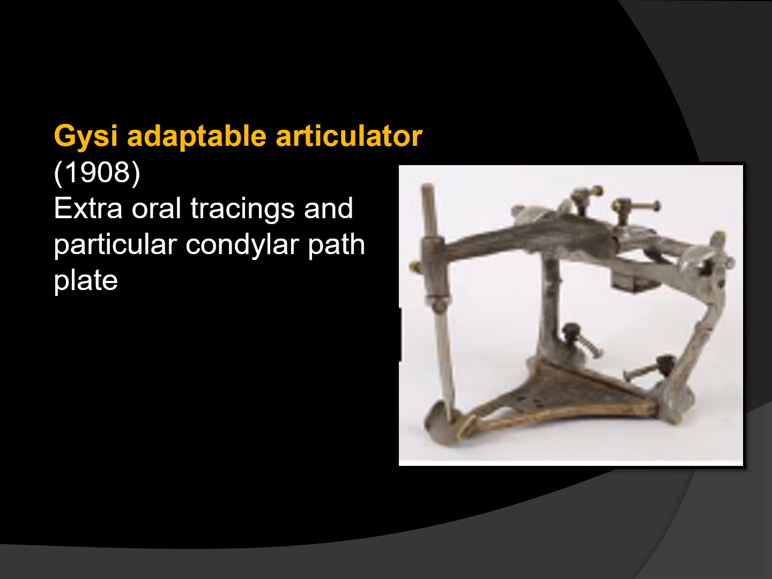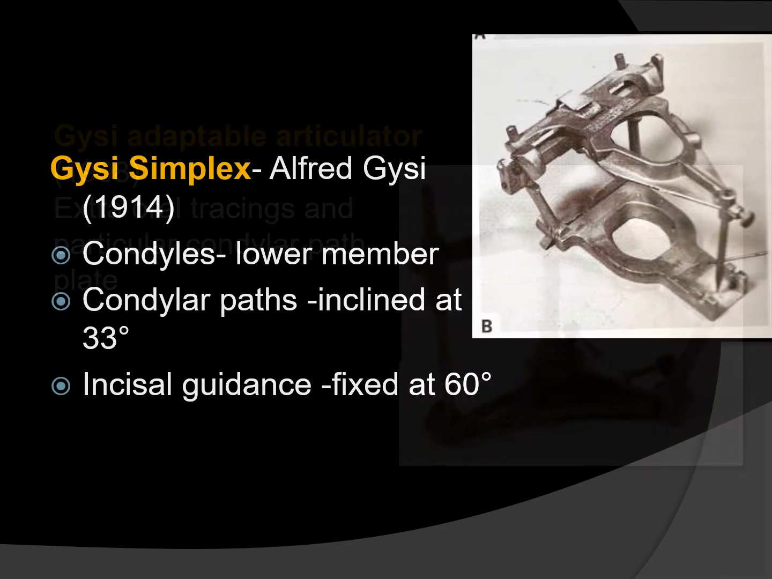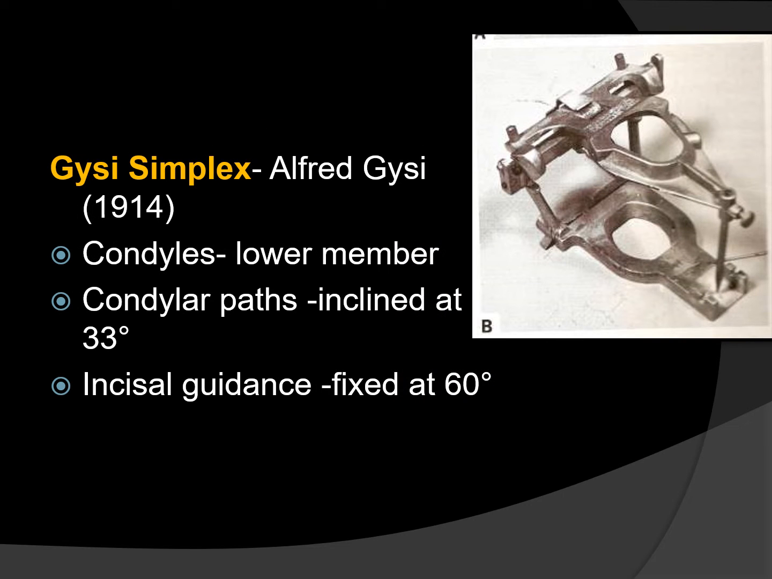Next is the Gysi Adaptable Articulator, which was devised by Alfred Gysi in 1908, and it had extraoral graphic tracings and a particular condyle path plate. But this was not accepted as it was beyond the technical ability and finances of most dentists. In 1914, Gysi's Simplex was introduced as a mean value articulator which had a fixed condyle guidance at 33 degrees, and incisal guidance was fixed at 60 degrees. This was probably the first one to have an incisal pin and guide assembly. So this was the mean value articulator, Gysi Simplex, introduced in 1914.